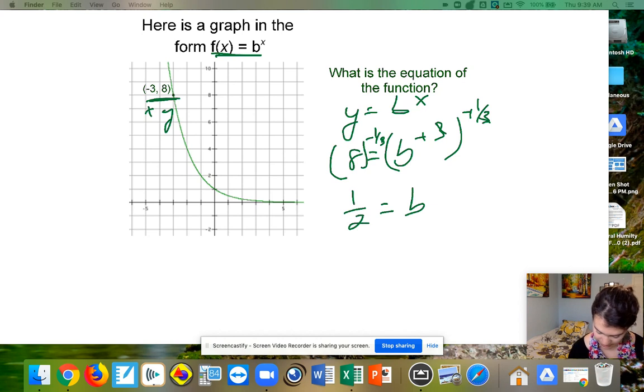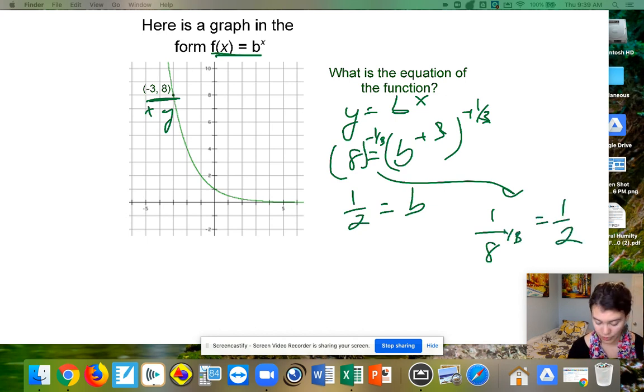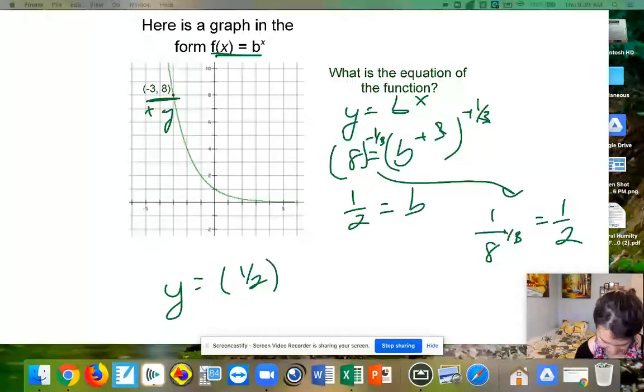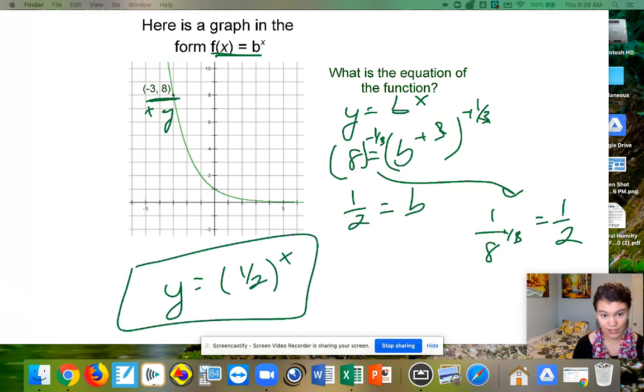If you did it by hand, you'd get 1/8 to the 1/3. Since it's a negative 1/3, you can put your number on the bottom. And then this would still give you 1/2. So to actually answer the question, we have to write this out. So y equals 1/2 to the x is your answer.